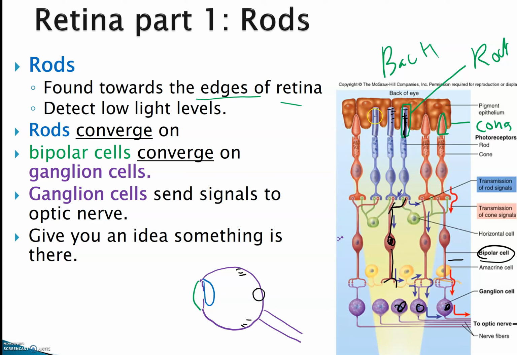So, basically, light hits the rod, signal goes to the bipolar cell, signal goes to the ganglion cell. But look, three rods, one, two, three, are converging on one bipolar cell. Several of these bipolar cells are actually going to converge on one ganglion cell. So there is convergence, meaning you actually don't know what your rods are showing you. Your rods are making up what they think they see. And there are some very cool optical illusions based on that.